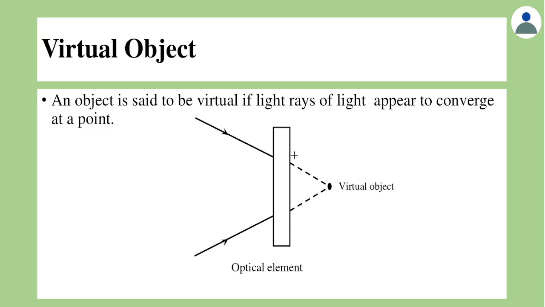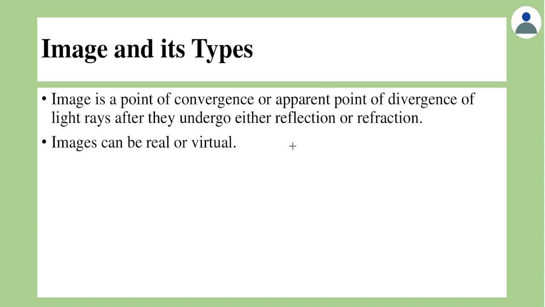Again, we will see what this is in later topics. It will become very clear from there. Now remember that virtual object means where light rays appear to converge. Next is image and its types.